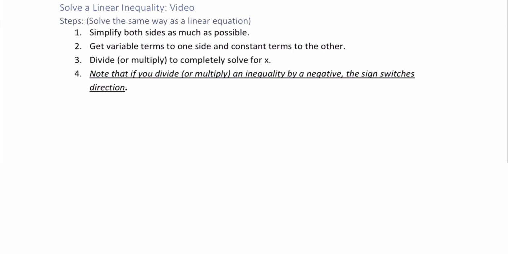The steps to solve a linear inequality are very similar to the steps that we use to solve a linear equation. Step 1, simplify both sides as much as possible. That means distribute to remove parentheses and combine like terms on each side. Step 2, get the variable terms on one side and the constants on the other. Step 3, we divide or multiply to completely solve for x. Take note that if you divide or multiply by a negative, we need to switch the direction of the inequality.